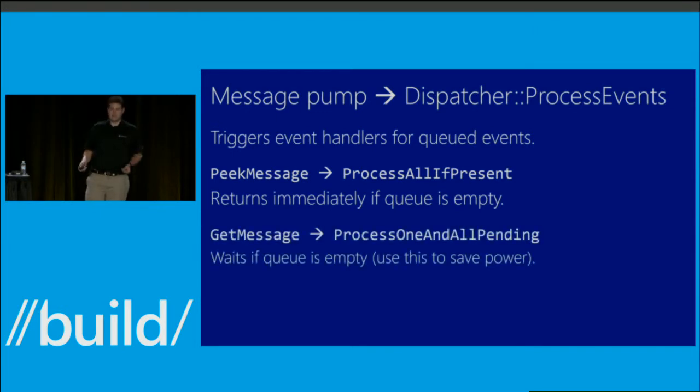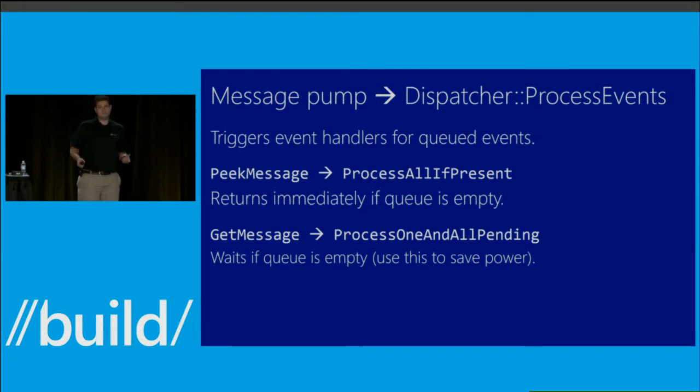Likewise, GetMessage has an equivalent API, and that's the ProcessOneAndAllPending enum. This is similar to PeekMessage in that when called, it processes all events that have been enqueued since the last call. The only difference is that if there are no queued events, like GetMessage, ProcessOneAndAllPending actually will yield the thread until at least one event comes in.